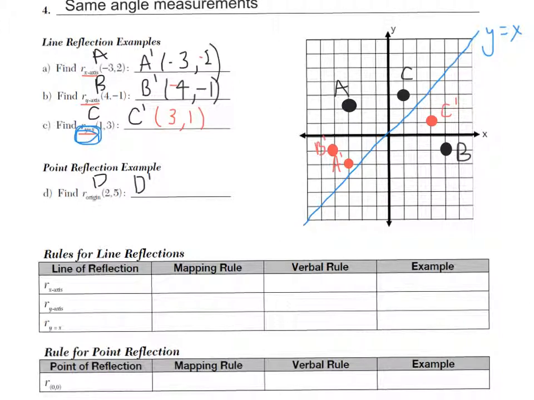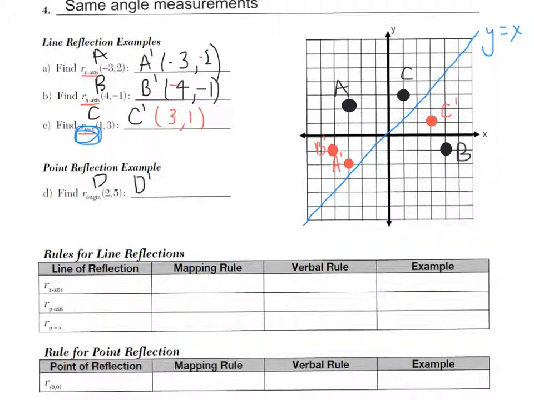Now if you take a look at what my original point, my pre-image values were, and my image, you can clearly see that the 1 and the 3 and the 3 and the 1 switch places. So when you reflect over the y equals x line of symmetry, you switch the x and y values.